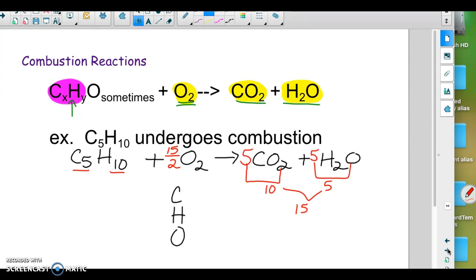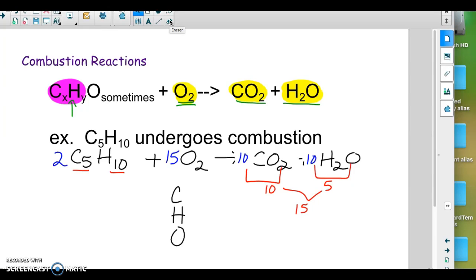And this is balanced, and you can leave it like this. You can also get rid of the fraction by multiplying all of the coefficients by 2. So this would become a 2 now instead of a 1. The 15 halves would become 15. And then the 5 would become a 10 for both of those. And this is still balanced and it's not reducible.